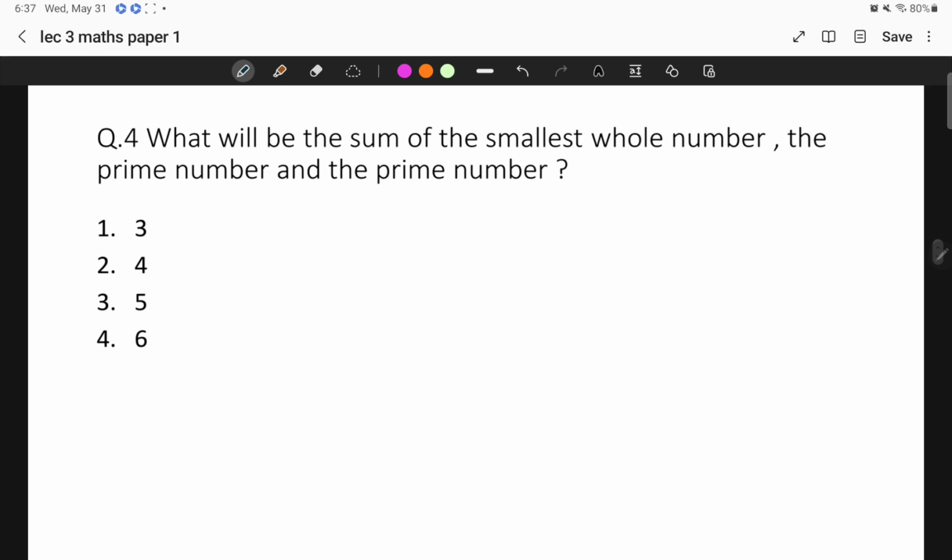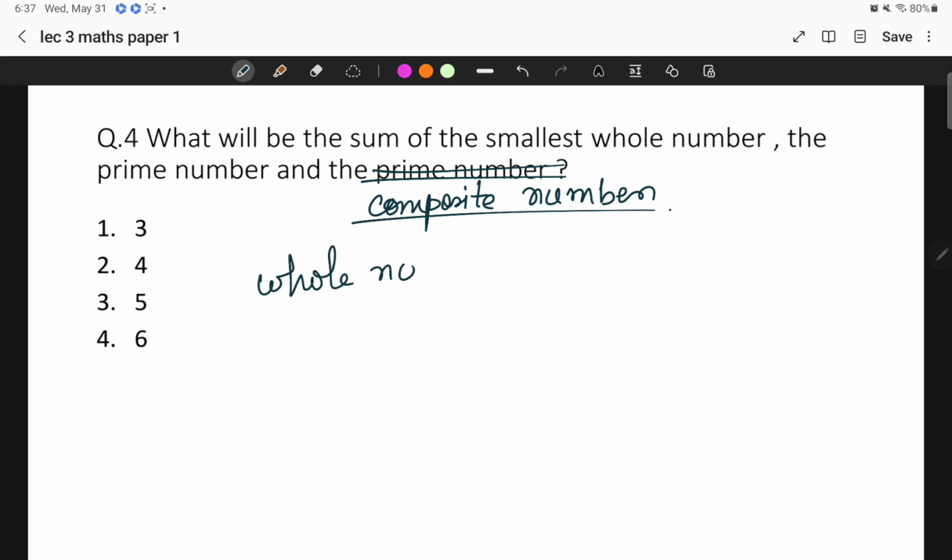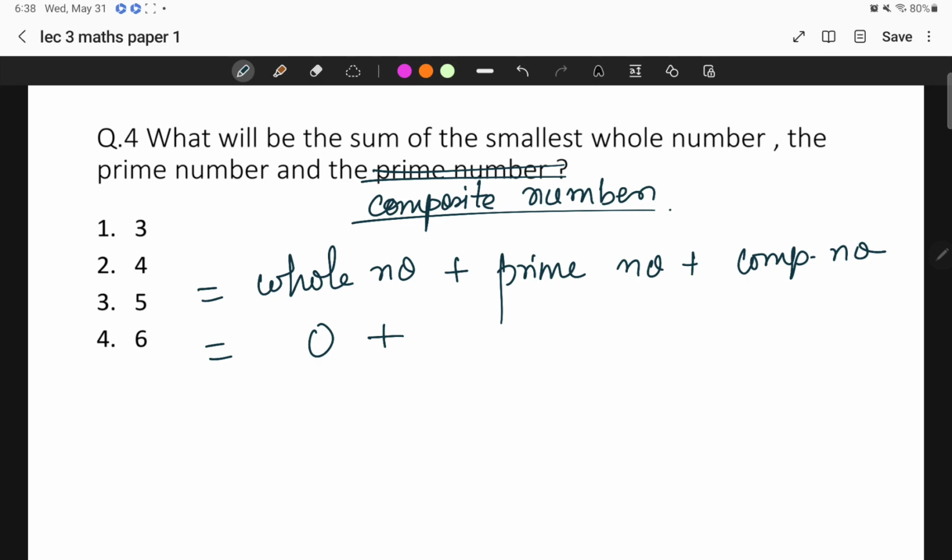What is the sum of the smallest whole number, prime number, and here it should be composite number. They have typed prime number once more; instead of prime number, here it should be composite number. Now we have to find the summation of the smallest whole number, the smallest prime number, and the smallest composite number. So what is the smallest whole number? We have already studied in our previous classes that whole numbers start from 0, natural numbers start from 1. So the smallest whole number is 0. We know the smallest prime number is 2.